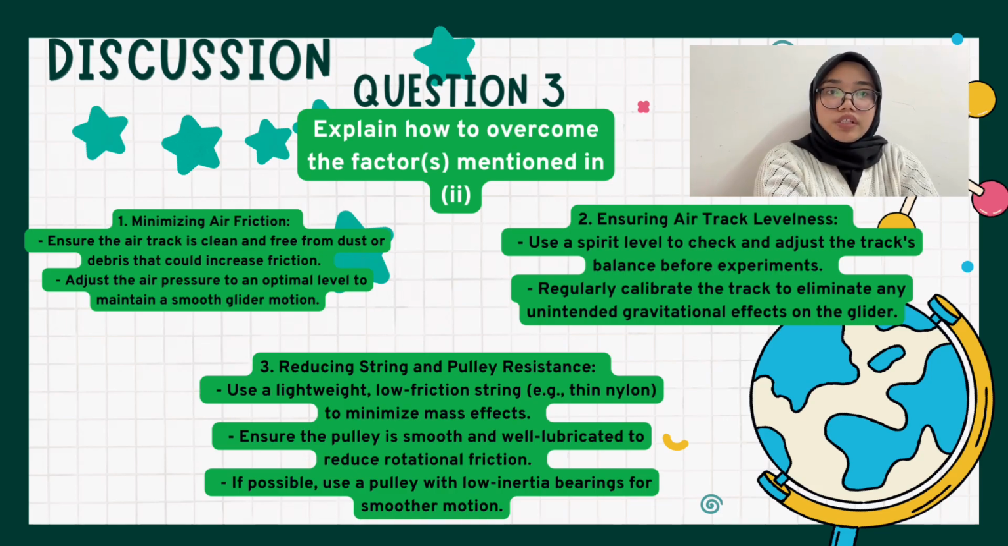Third, reducing string and pulley resistance. Use a lightweight, low-friction string such as thin nylon to minimize mass effects. Ensure the pulley is smooth and well lubricated to reduce rotational friction. If possible, use a pulley with low-inertia bearings for smoother motion.